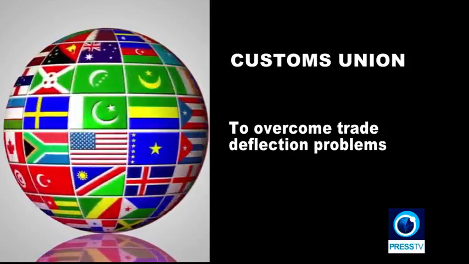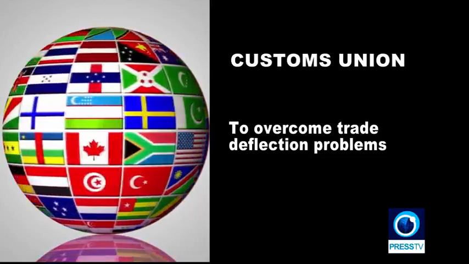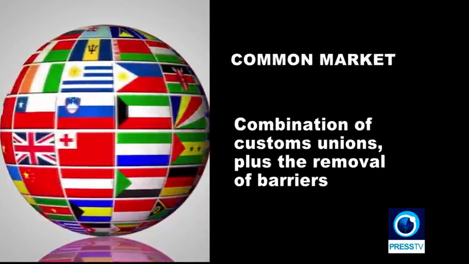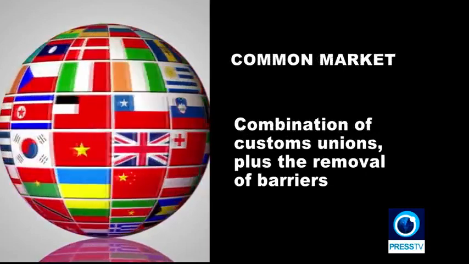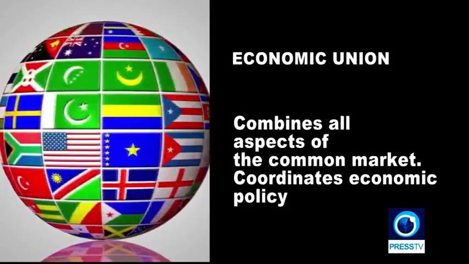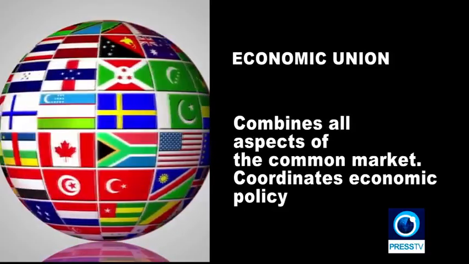Customs union, a more advanced stage. Its main objective is to overcome the trade deflection. Then a common market, a combination of customs union, plus the removal of barriers. Economic union. This combines all aspects of the common market and also coordinates economic policy. One example, the Eurozone, which adopted the currency, the euro.